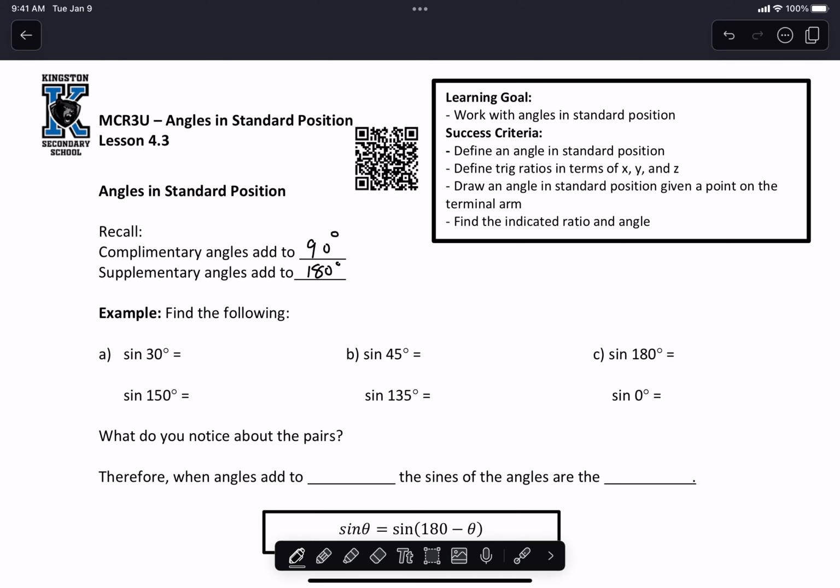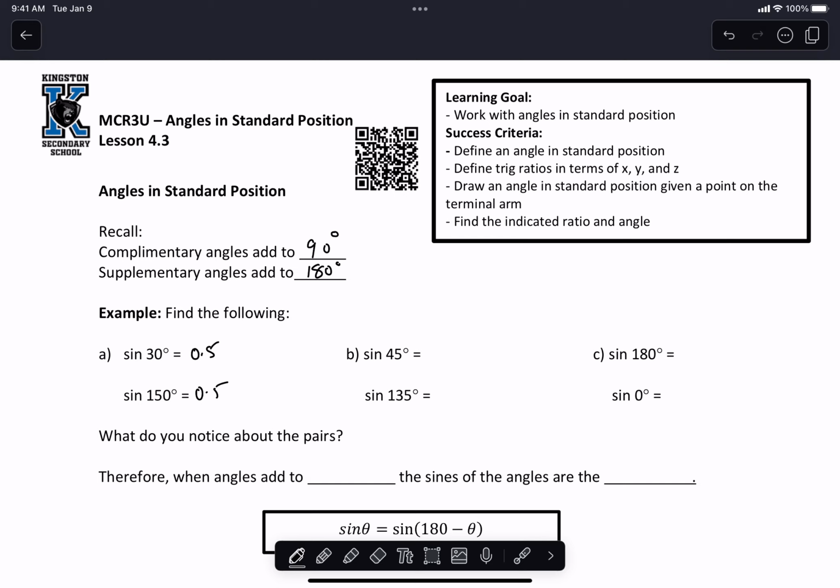So, who has their calculator handy? Okay, type in for me the sine of 30. What do you get? 0.5. What's sine of 150? 0.5. Oh, interesting. Why are they the same? Owen? They add to 180, supplementary.